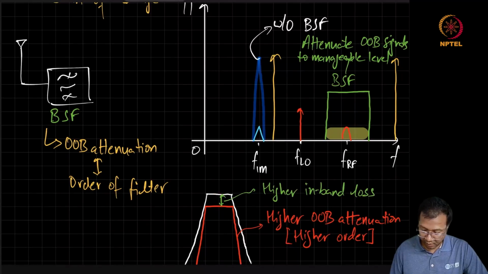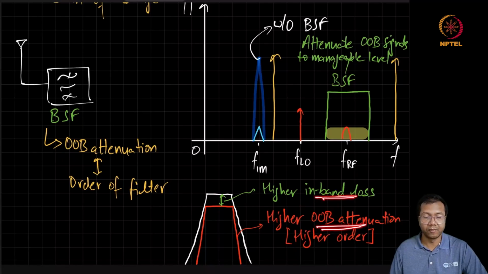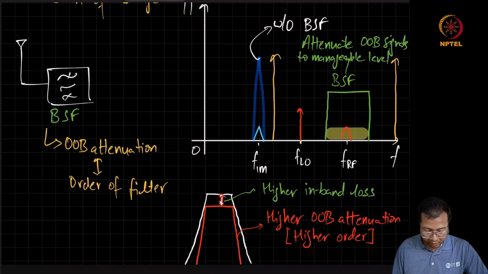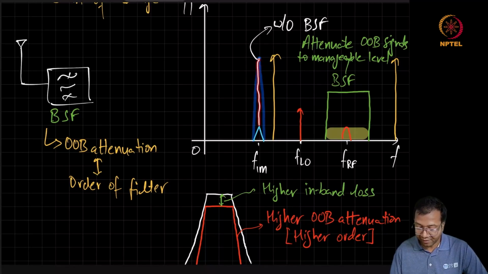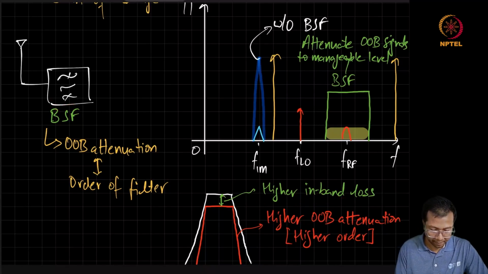So there is a very strong trade-off between how much out of band attenuation is needed and how much in-band loss we are going to get. So there is an optimization problem here. Normally it is decided that we attenuate this out of band signal just to a value low enough that it can be managed by the rest of the receive chain, so as to not incur excessive in-band loss at the front end of the receiver.